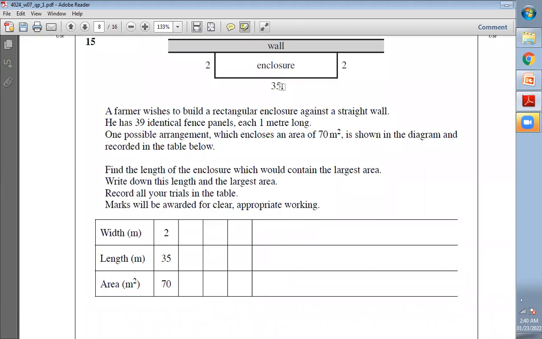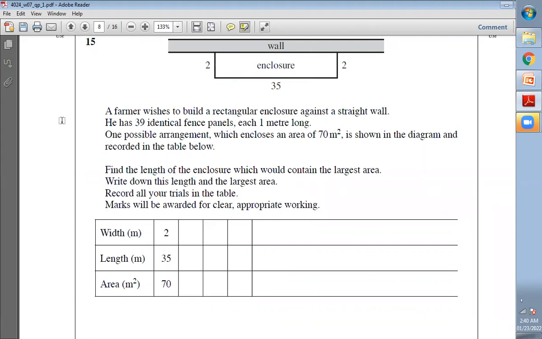Okay, so question number 15 is showing up on your screen. So here we have a wall and here we have an enclosure, and in that enclosure, I have to make a fence here. This fence is here, here, and here. This fourth side is a wall.